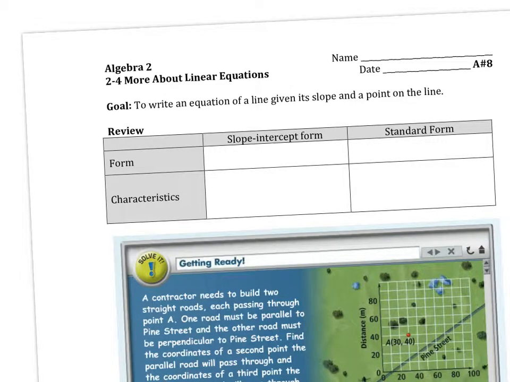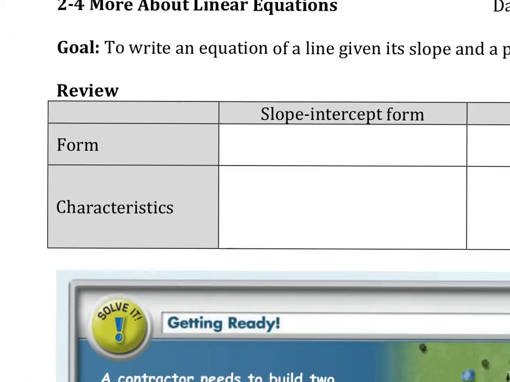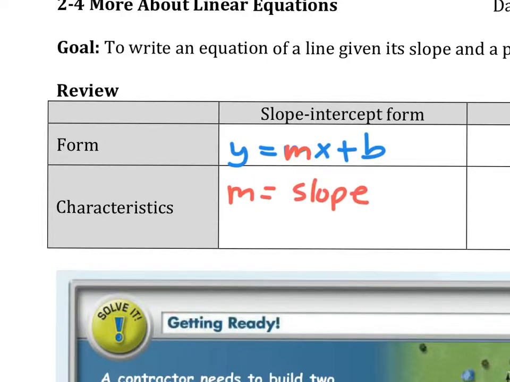So as we go into some reviewing here, our form, what is slope-intercept form? All right, and I'm hearing it, y equals mx plus b. Now when we look at the characteristics, what are the important things about this? Well, notice what m tells me. M tells me the slope. In other words, how to move from one point to the next on a graph. And b tells me where to begin, and we call that the y-intercept.